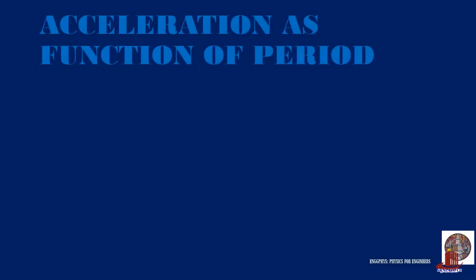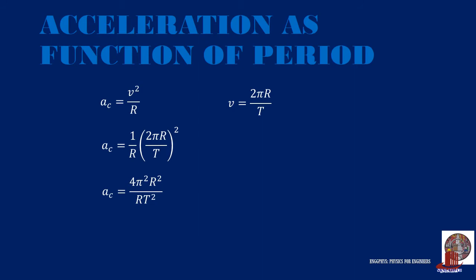Let us check the integration of some formulas we just derived. Let's say that the centripetal acceleration is given by the formula a_c = v²/r, and velocity is taken as 2πr/T. If we plug velocity into the formula of centripetal acceleration, we get 4π²r²/(rT²), where the radius can be cancelled out, leaving us with the formula of acceleration as a function of period, a_c = 4π²r/T².